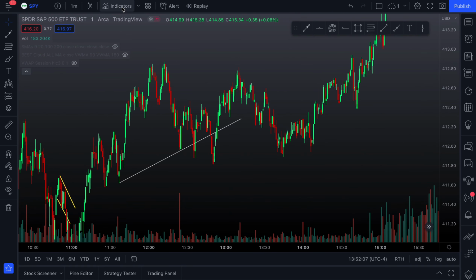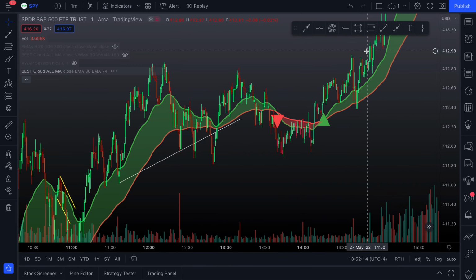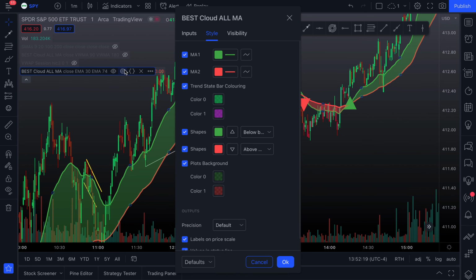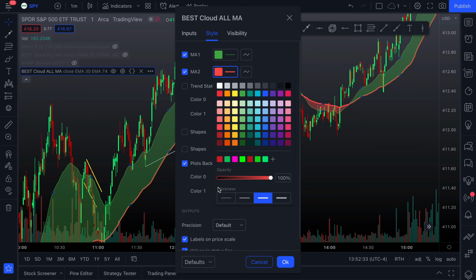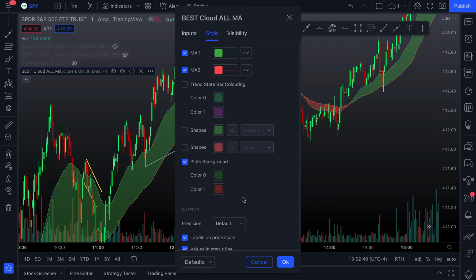And now the VWMA cloud, you look up best cloud all MA. It's this one right here. So once again, you have to clean it up a little. Go to settings. You deselect trend state bar coloring. Deselect both of the shapes. And then for moving average, you can make this one green still, but 1 line of thickness. 1 line of thickness for the red. And then you can keep the background. I like how it is by default.